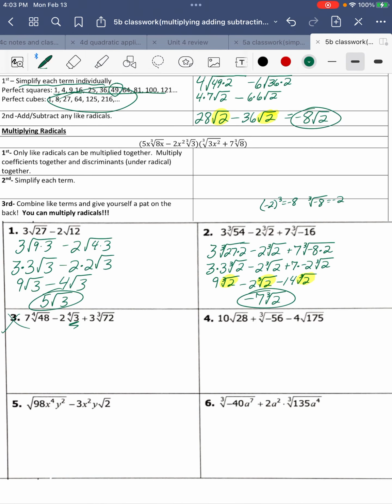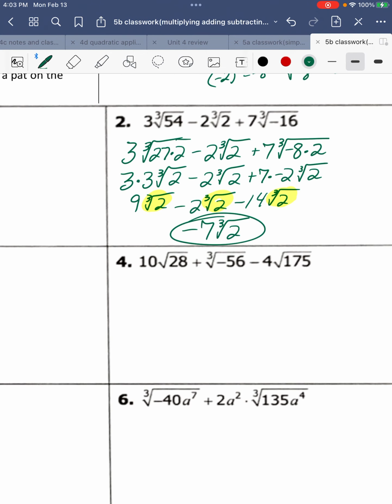I'm going to skip 3. We're dealing with fourth roots. I'm not going to work with that right now. All right, number 4, we have square root here first. And that is going to be 4 and 7. And we have a cube root here in the middle. So I think 8 is the one, so it's negative 8 and 7. And 175 is 25 and 7.